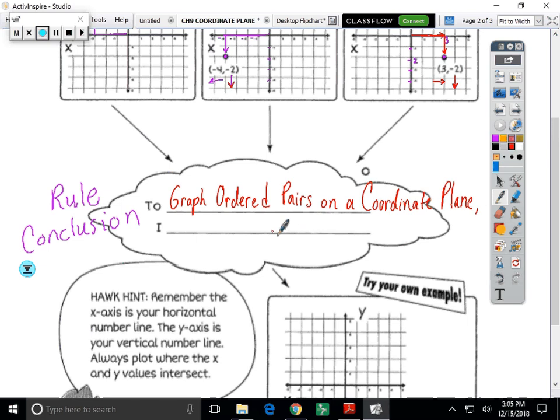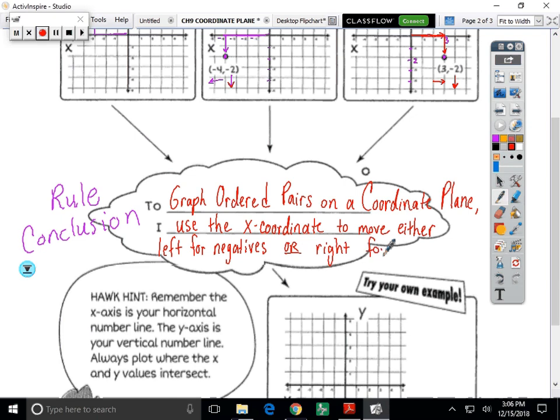comma, I do what? Oh, well, I first have to determine if that first number makes me move left or right. So kind of like we did with our 3 examples, I use the X coordinate or value to move which way. What did that X make us do? Oh, well, the X-axis moves left and right. It's horizontal, so same idea with the X coordinate. I use the X coordinate to move either left for negatives or right for positives.